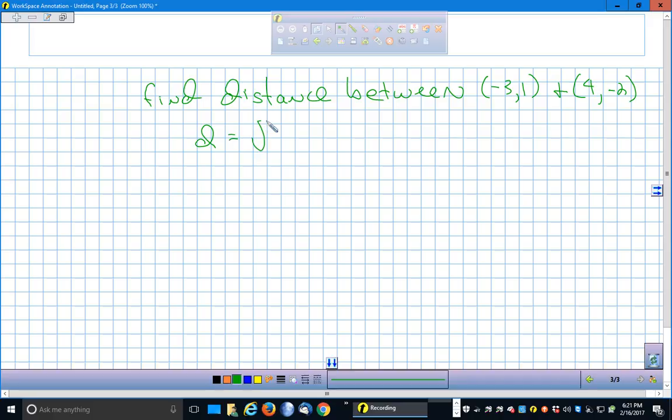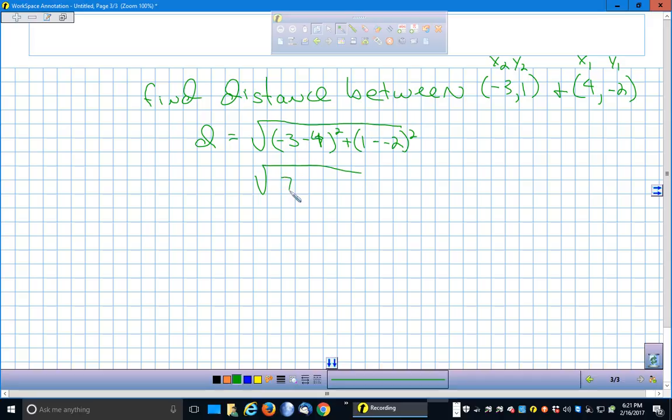D is equal to the square root of, let's call this x1 and this y1, and this x2 and this y2. I'm just going to subtract in this direction, just to show you it doesn't matter which you make positive and negative. Negative 3 minus 4, sorry, that should be a 4, squared, which is x2 minus x1, plus y2 minus y1, which will be 1 minus minus 2, which makes plus 2, squared. And then I just simplify it.